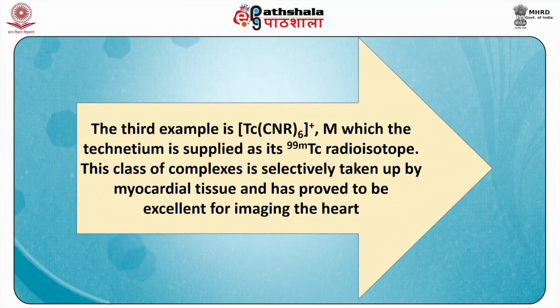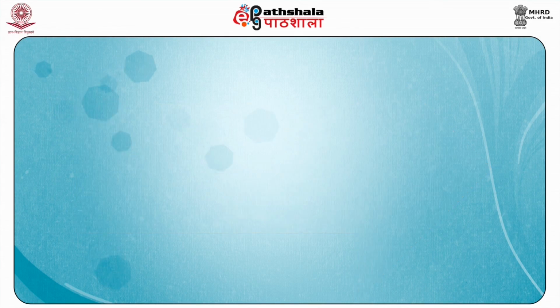The third example is technetium, which is supplied as its 99m technetium radioisotope. This class of complexes is selectively taken up by myocardial tissue and has proved to be excellent for imaging the heart. Platinum, gold and technetium, three non-essential transition elements, have found a place in medicine.